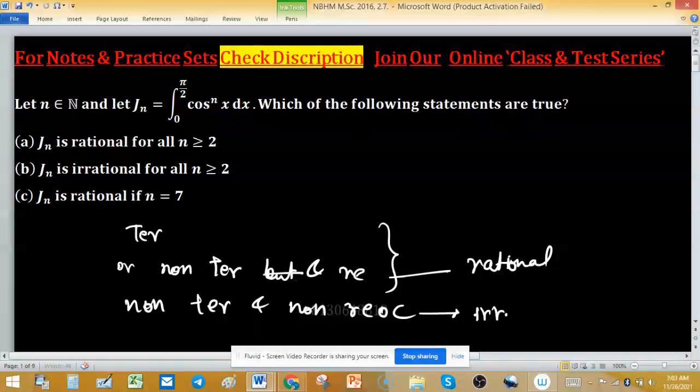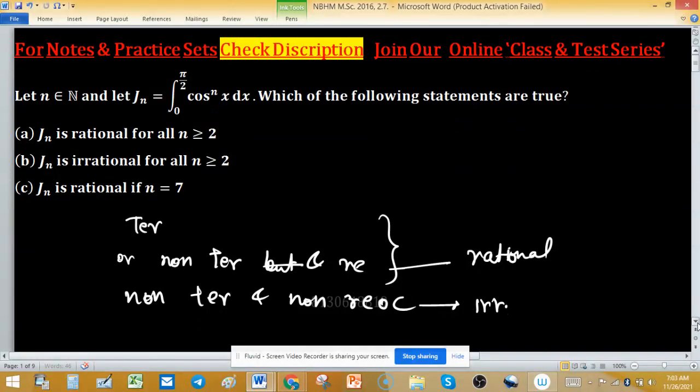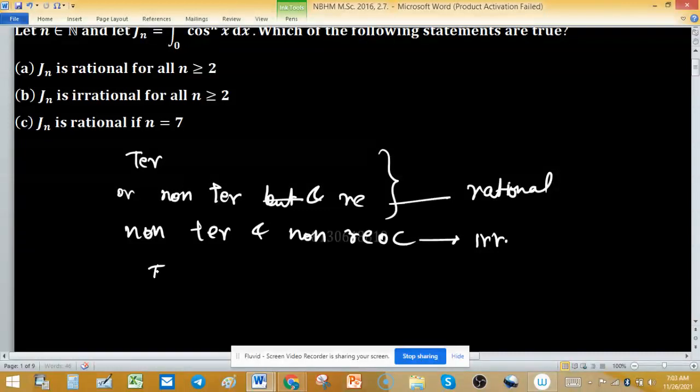Some irrational numbers are pi, e, and the square root of any prime number, for example root 2, root 3, root 5. These are a few irrational numbers. Now come to the question.